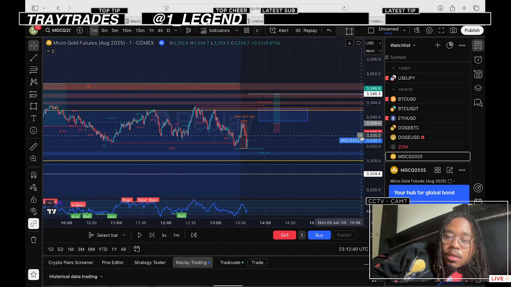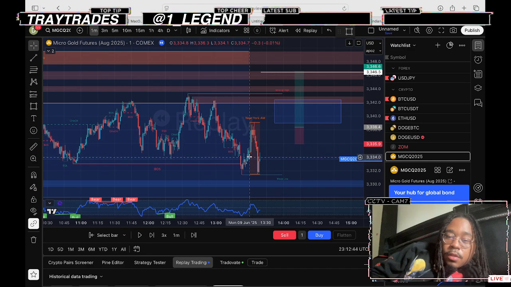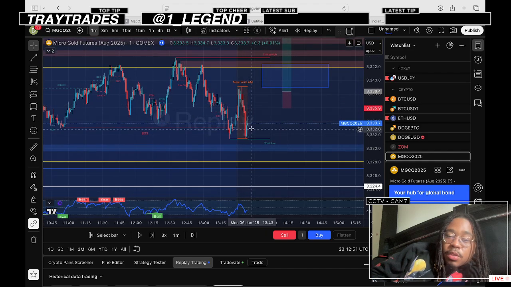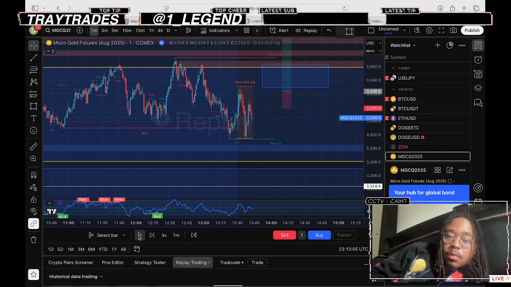So let's zoom in, get a clearer view. New York has started with this candle right here. We come down, and all I want to see is if price will give me a bullish entry within this yellow box. If price breaks down, then I'll look for a sell to break out of this box. But if we show bullish momentum, then I'm more looking towards buying. So I'm watching.